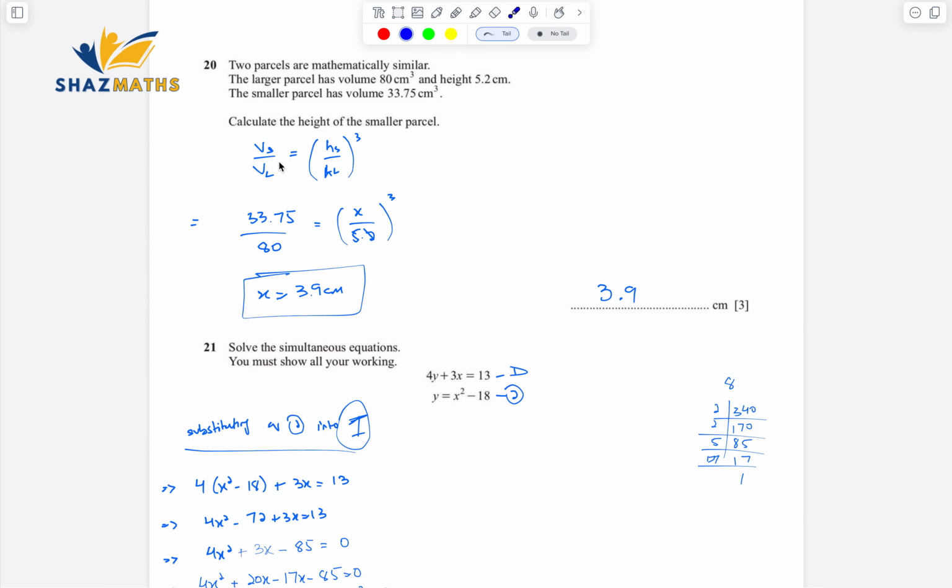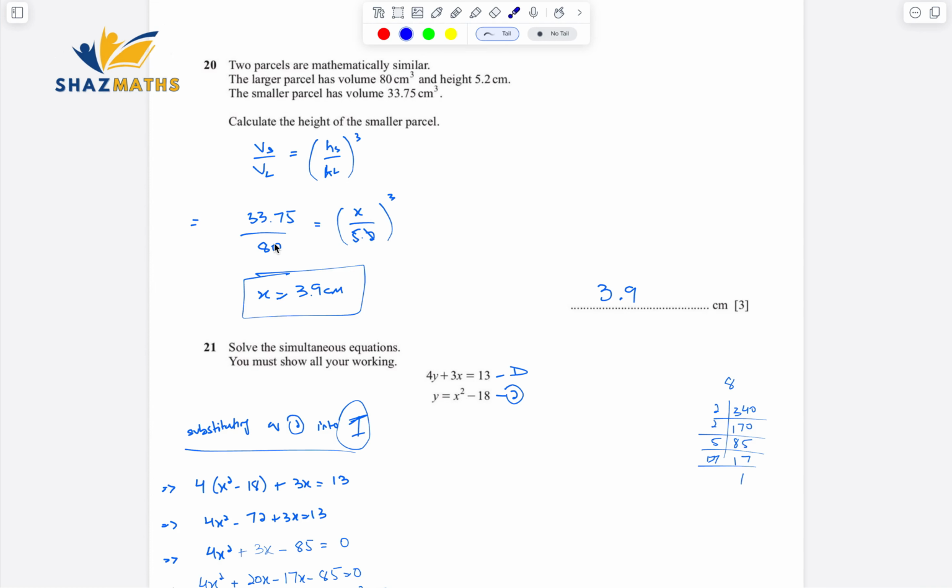Okay, and then V smaller is 33.75 over, make sure the units are the same, yeah, centimeter cubed, perfect, over 80 should equal h smaller, we have to find that, let's call it x, over h larger, which is 5.2 centimeters, the whole cubed. So I'm going to divide them and take the cube root. So 33.75 divided by 80, whatever comes up, I'm going to take the cube root of the answer, 0.75, and then multiply that by 5.2. So x is 3.9 centimeters.